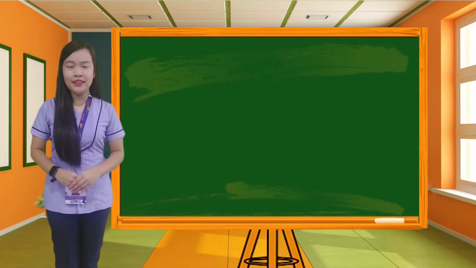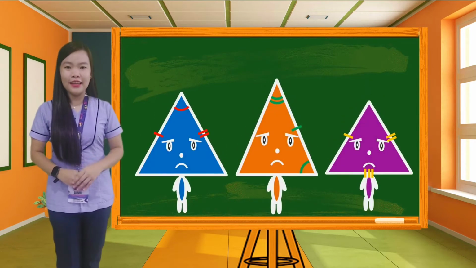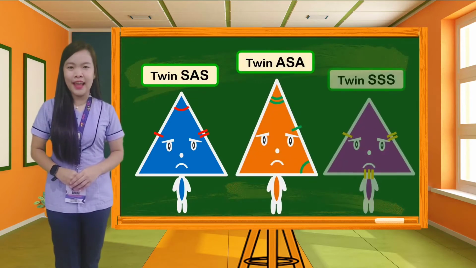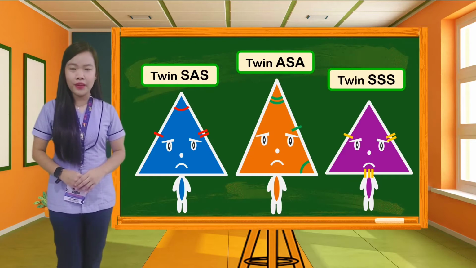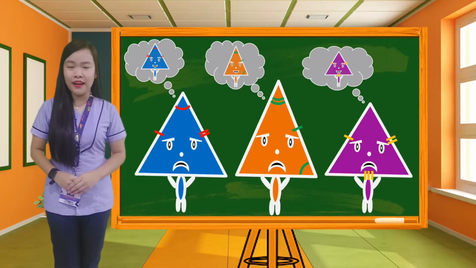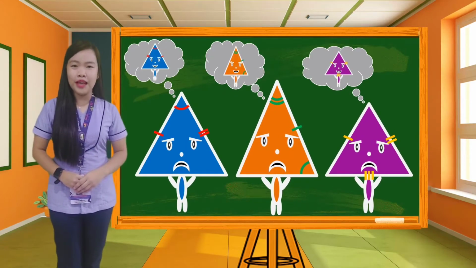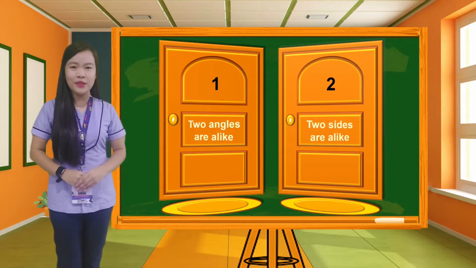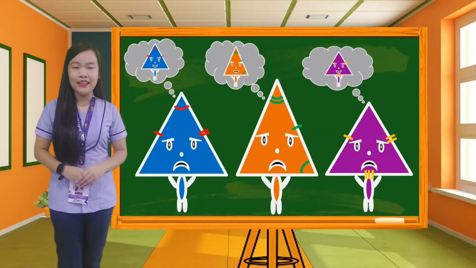Before we proceed, I would like you to meet my twin friends. They're twin SAS, twin ASA, and twin SSS. As you can see, they are not with their twins now. And they are sad because they cannot find them. But the good news is, we can help them by opening the door which will lead them to their identical twins. Yes, they are identical.